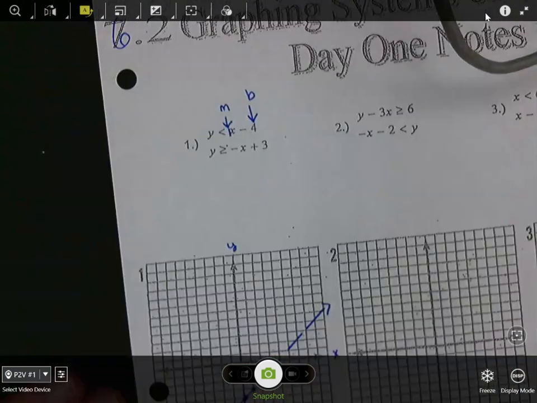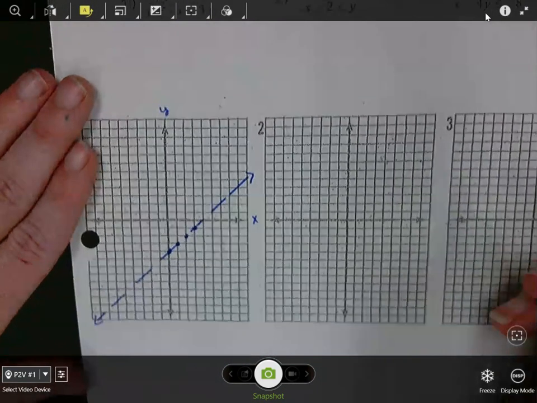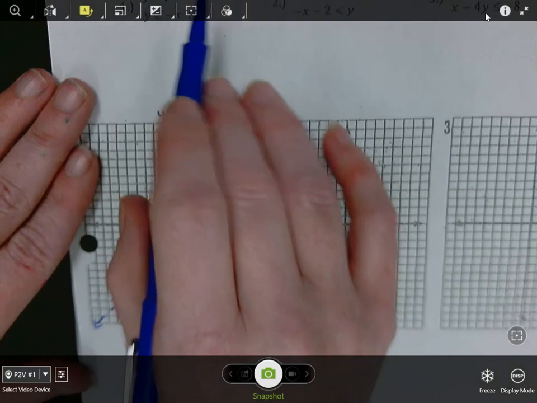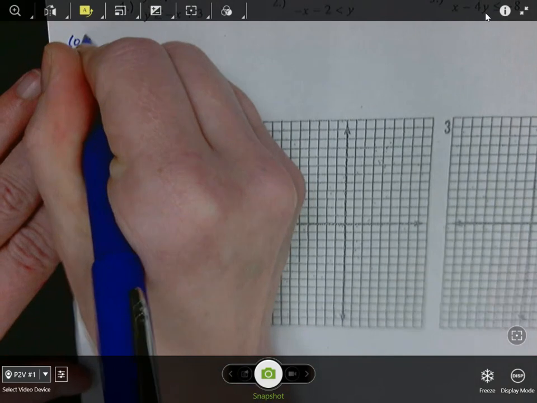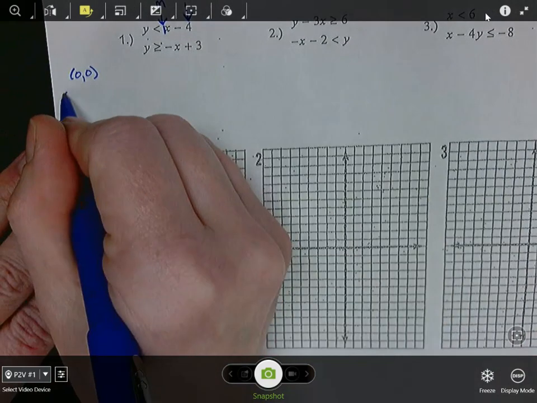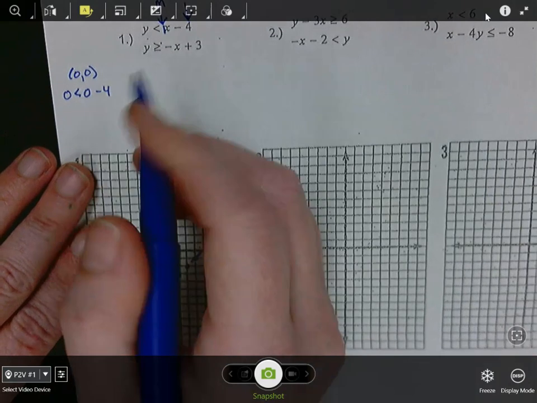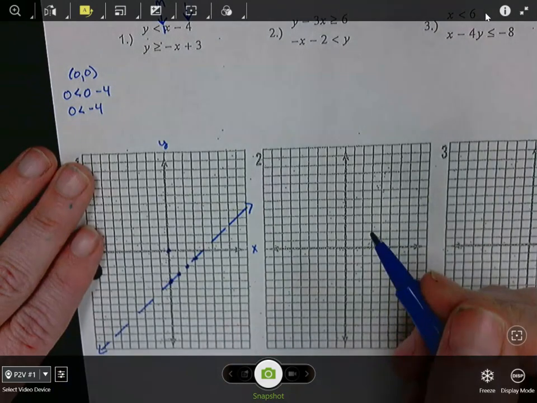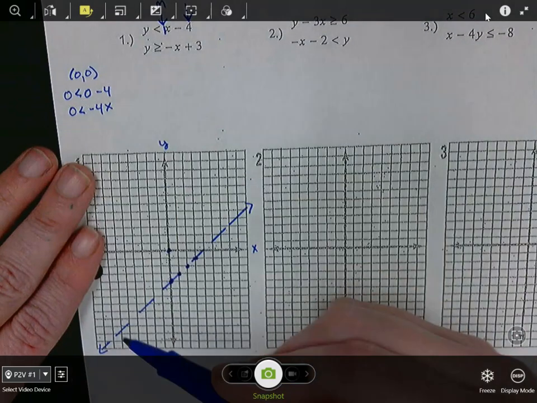Okay, now for the shading area, whenever you shade, you're going to have to shade lightly. So y is less than x minus 4. I'm going to test the point 0, 0. If I test 0, 0, I get 0 is less than 0 minus 4. 0 minus 4 is negative 4, so I get 0 is less than negative 4. Is that true? No, that's not true, so I would shade the other side.